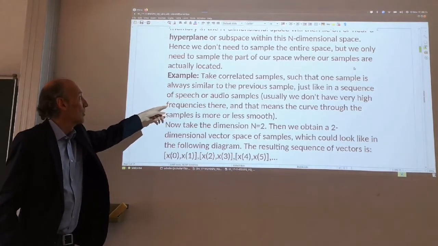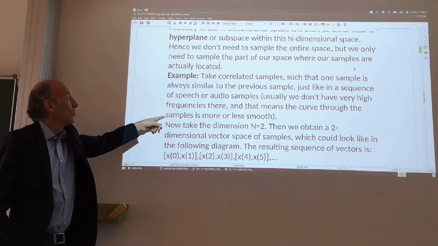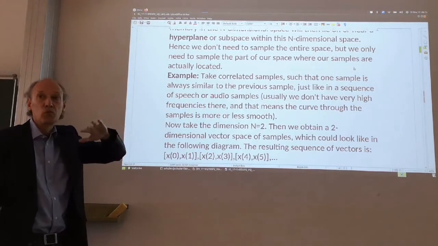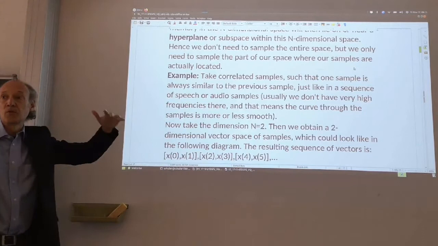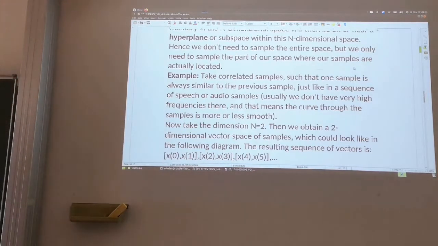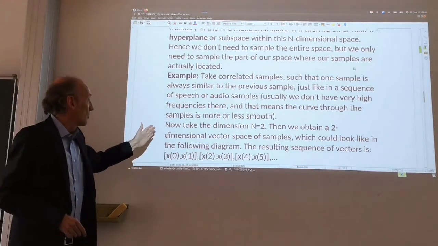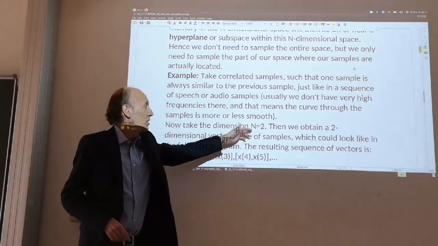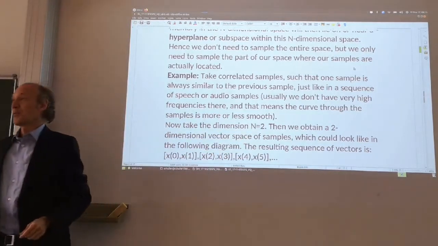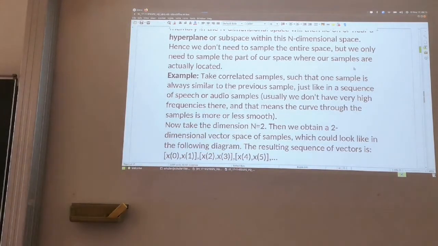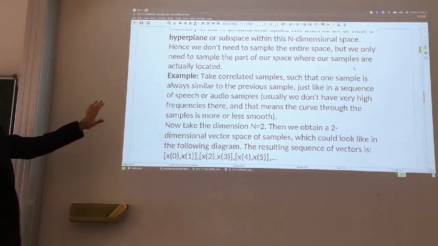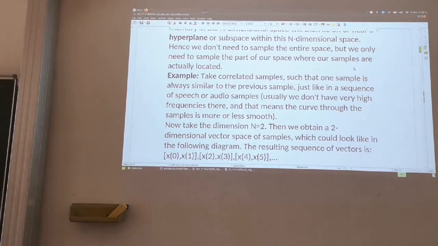Usually we don't have very high frequencies there, and that means the curve through samples is more or less smooth. Right? When you think of speech, usually they're not very high frequencies. So in our example, we now take the dimension n equals 2, which is probably not enough to take advantage of the memory, but it's easy to plot here on the board.